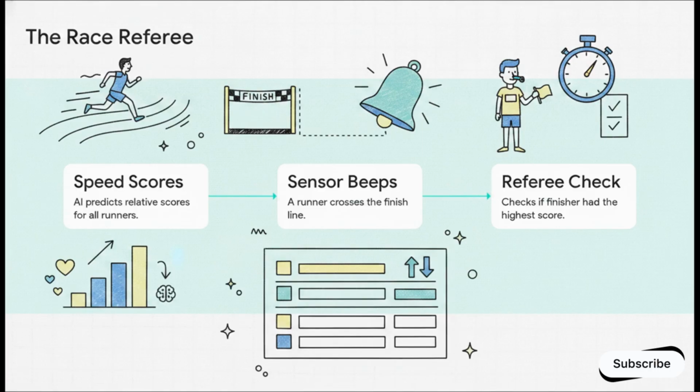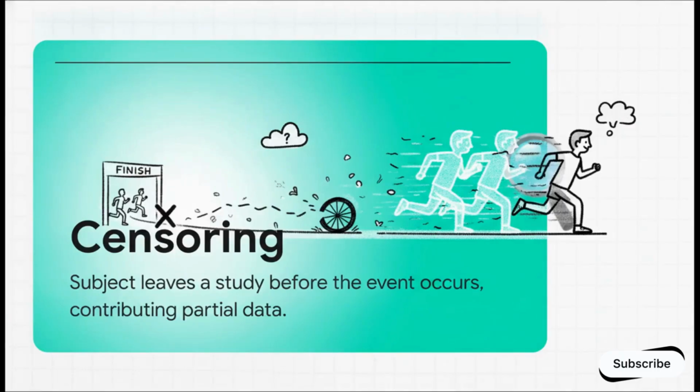Here are your mechanics. A sensor beeps the exact moment a runner crosses the finish line. At that precise second, you check the AI's leaderboard. If the person who just finished had the highest score compared to everyone still running, your AI is performing perfectly. But if the AI ranked someone still out on the track as faster than the person who just finished, you penalize the model. But what happens to our censored data?